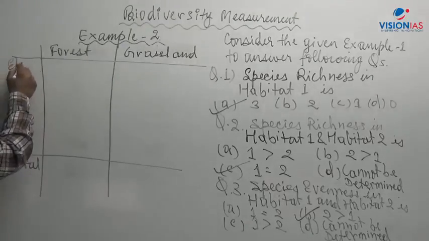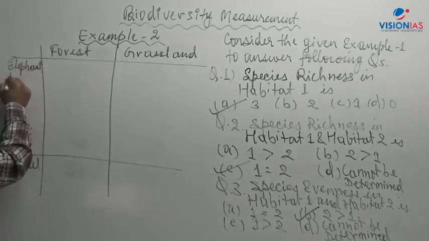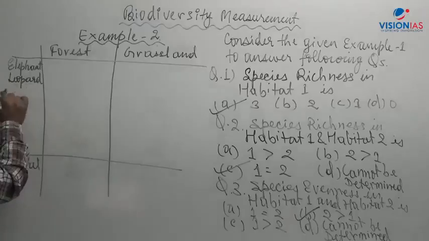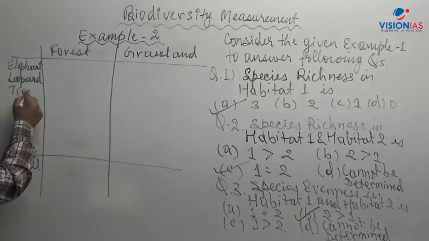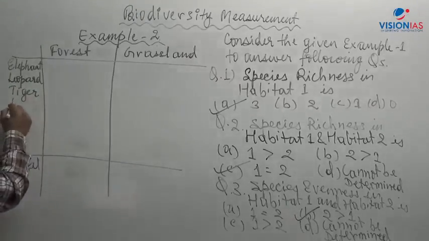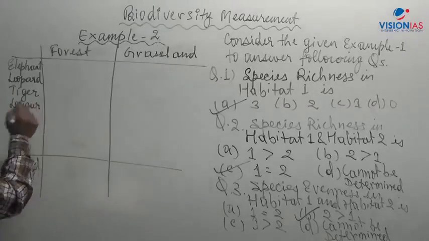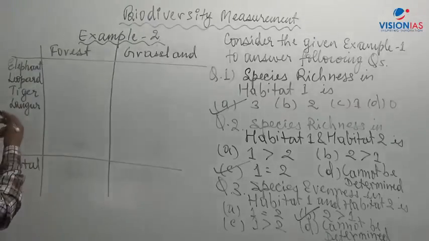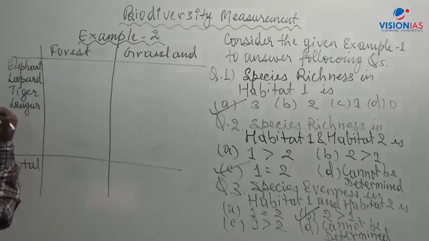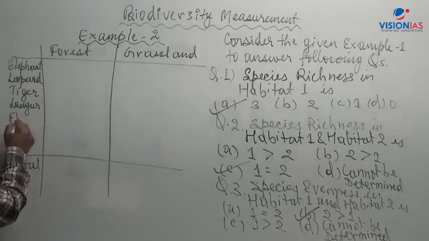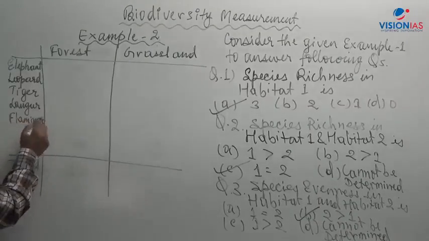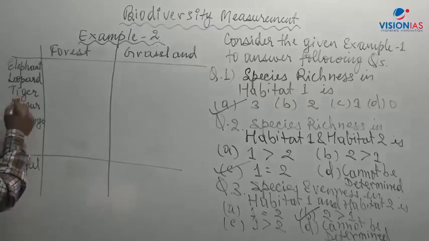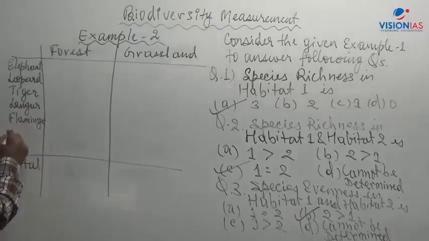You have elephant, leopard, then I'm giving here tiger, right? Then I'm writing here langur. Then I'll give you an example of a bird. There's a flamingo, right? And I'm again taking another example. So elephant, leopard, tiger, langur, flamingo. Now let's say here gharial.